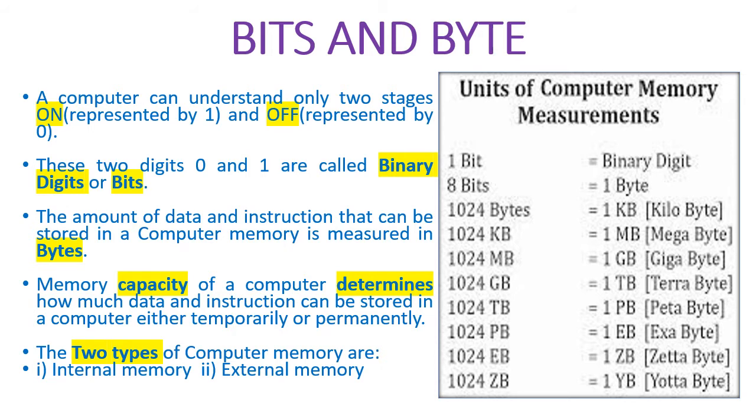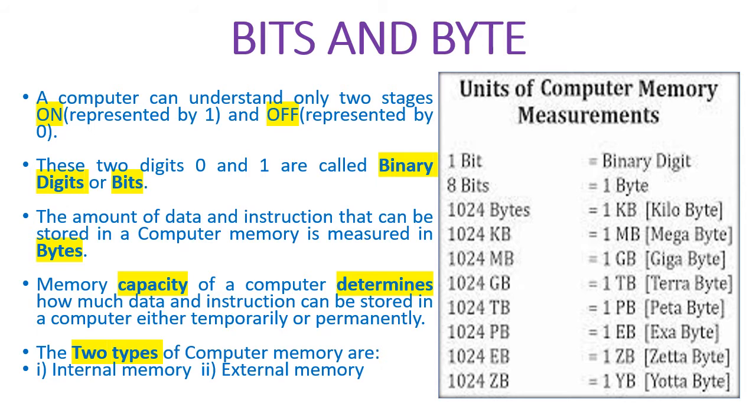Memory capacity of a computer determines how much data and instructions can be stored in a computer either permanently or temporarily. There are two types of computer memory. One is internal memory, another is external memory. Here on the side of the screen, the units of computer memory measurement are given.